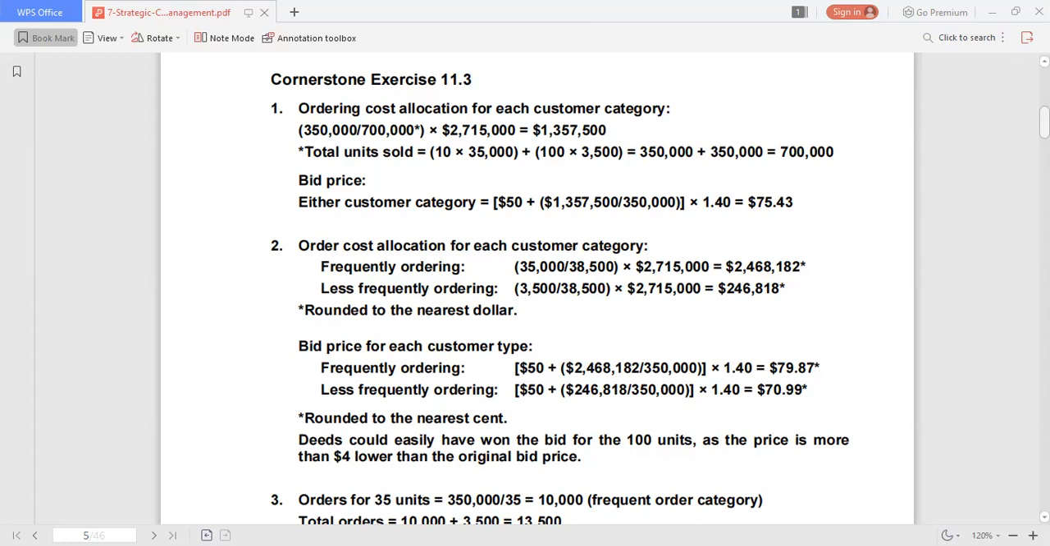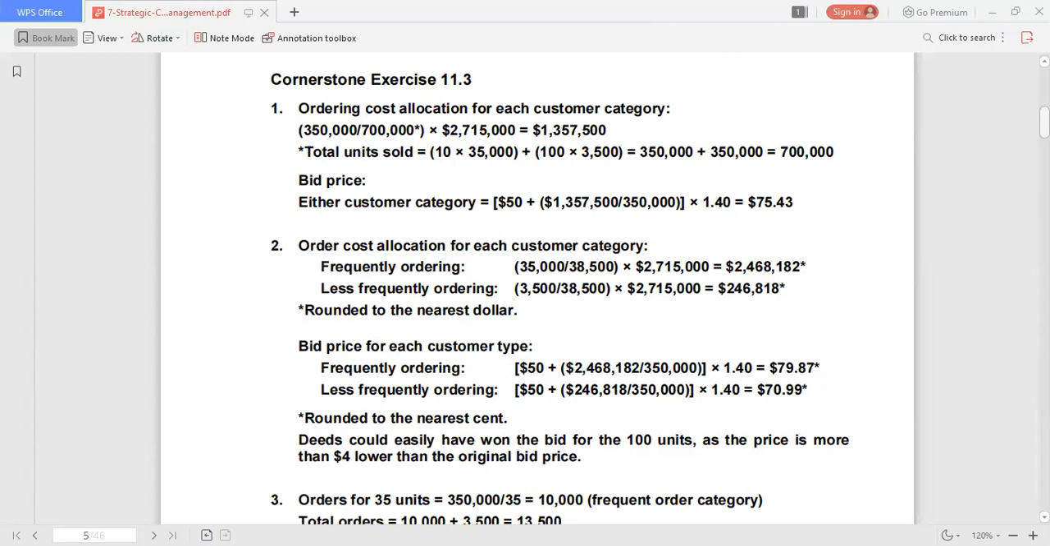Number 2. Assume that the newly implemented ABC system concludes that the number of orders placed is the best cost driver for the order filling activity. Assign order filling cost using this driver to each customer type and then calculate the new unit bid price for each customer type. Using this new price, would the company have won the bid for the 100 units recently lost?